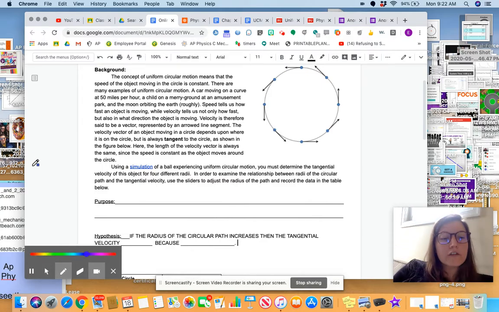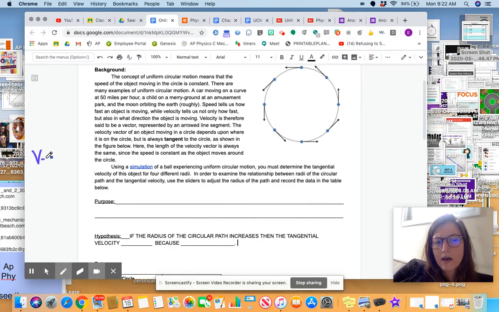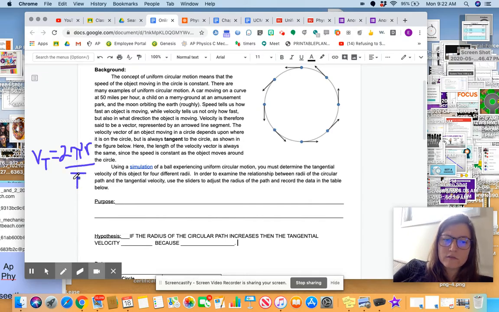Okay, so if you're not sure, you can think about what we know about tangential velocity. We know that it's the constant speed at which an object moves in a circle. We also know that we can calculate it by taking the circumference and dividing by the period, 2 pi r divided by the period. Okay, we can also calculate it if we have the centripetal acceleration. In this case, we don't yet.